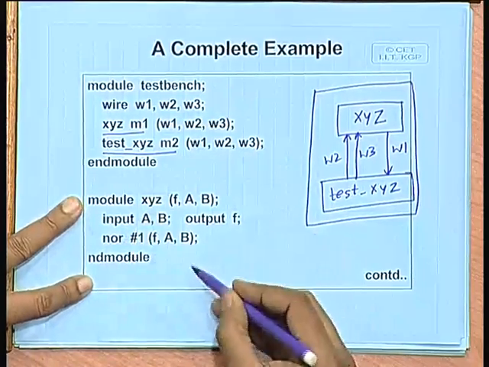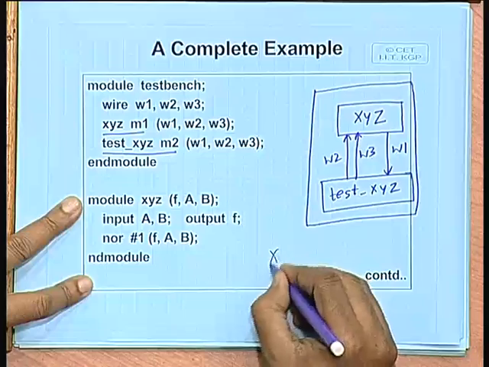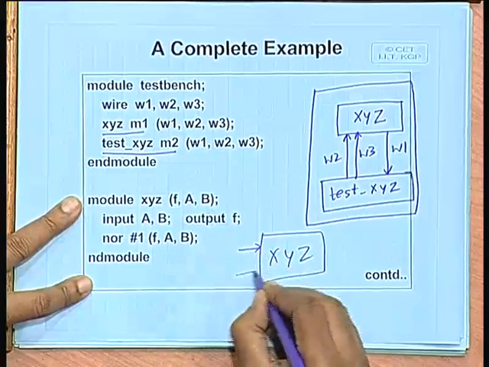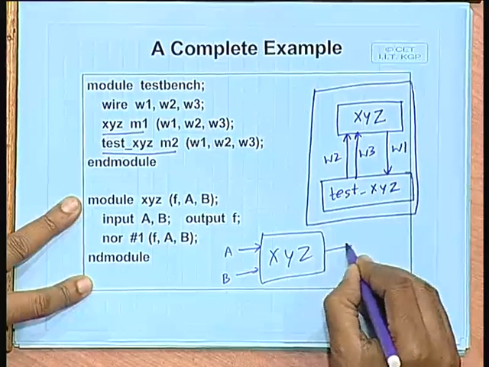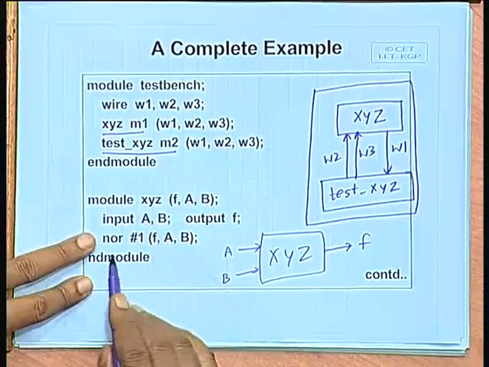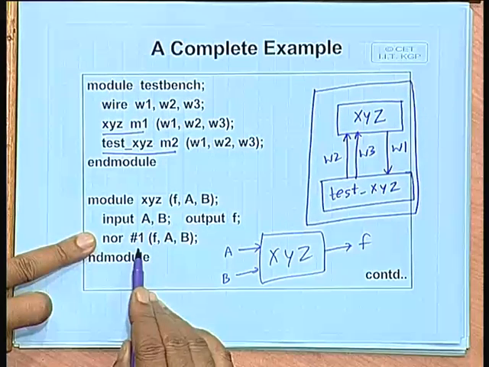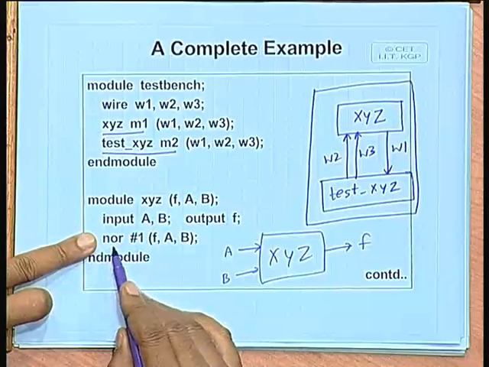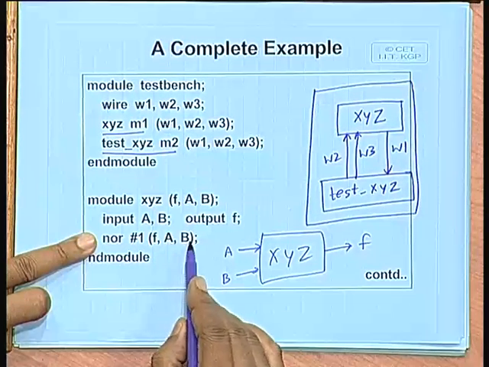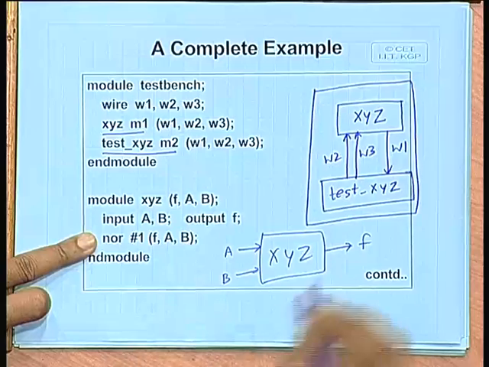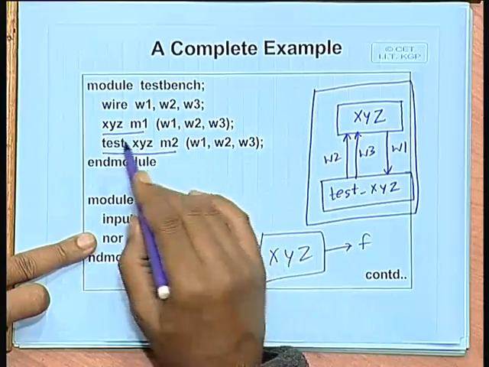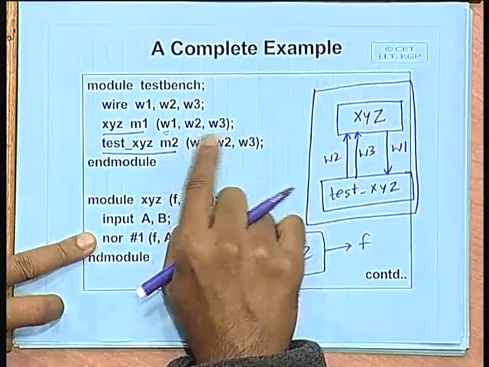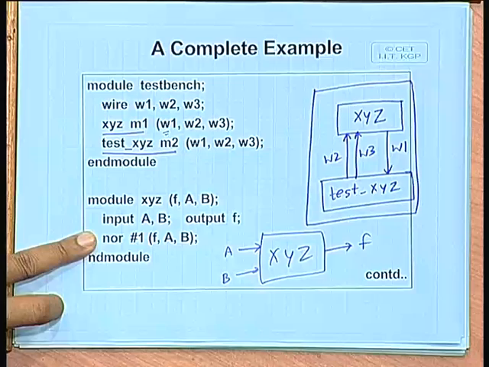Directions are defined by what you have defined as input and output in the modules. Like in the XYZ module, here F, A and B. A and B are defined as inputs and F is the output, and inside it is defined as a simple NOR gate which has a delay of 1 time unit. NOR is a primitive, I told you earlier. The first one is the output, second and third are the inputs. So the #1 with the NOR gate is specified before the NOR.